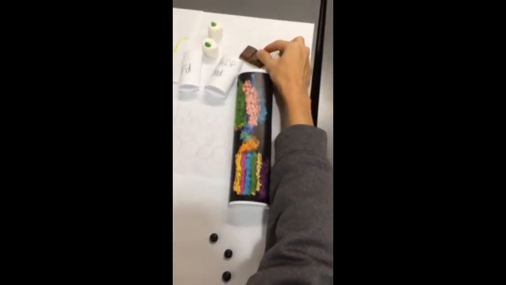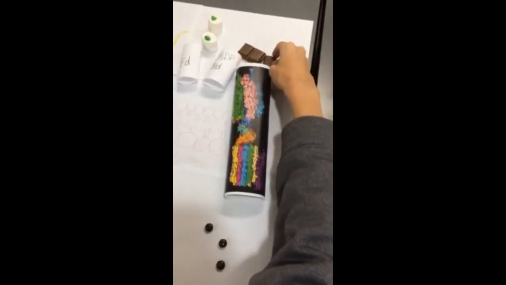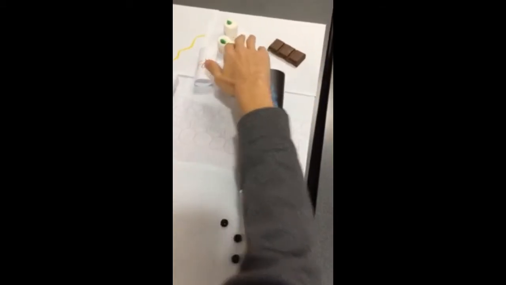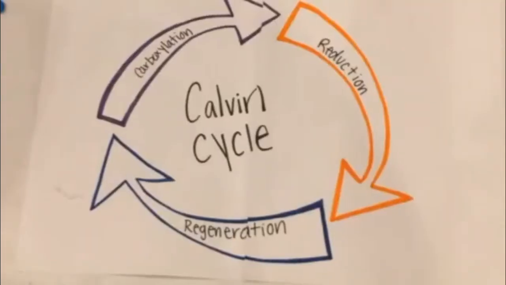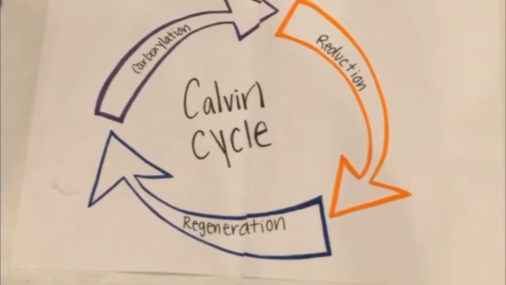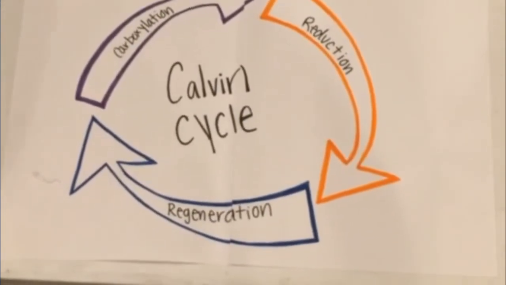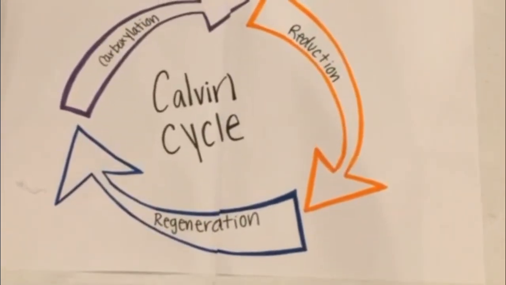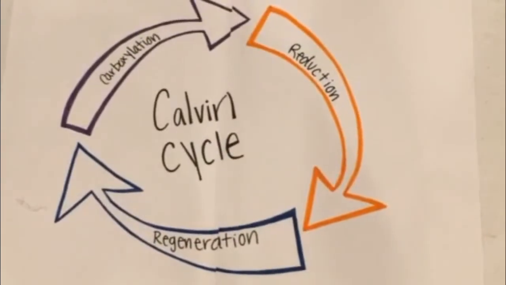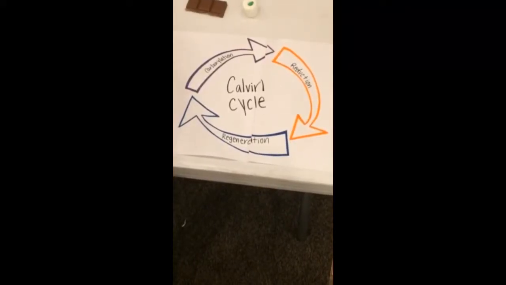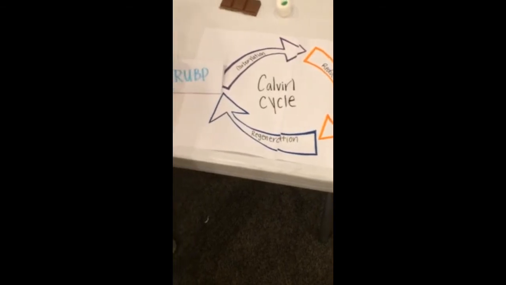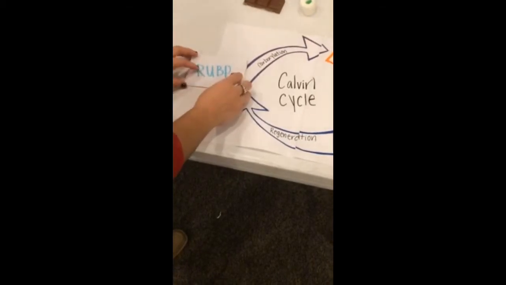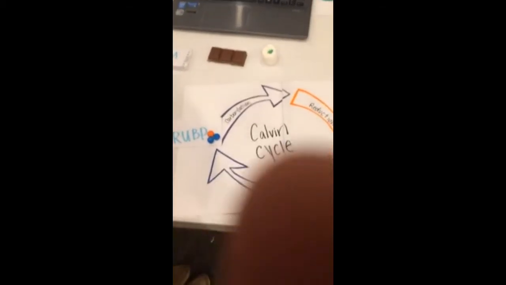At ATP synthase, ADP meets a phosphate to form ATP. Both ATP and NADPH are needed in the Calvin cycle. The Calvin cycle is a light-independent reaction that occurs in the stroma of the chloroplast. The Calvin cycle is divided into 3 steps: carboxylation, reduction, and regeneration. During carboxylation, a molecule of CO2 is added to the compound ribulose 1,5 bisphosphate. The addition is catalyzed by rubisco.